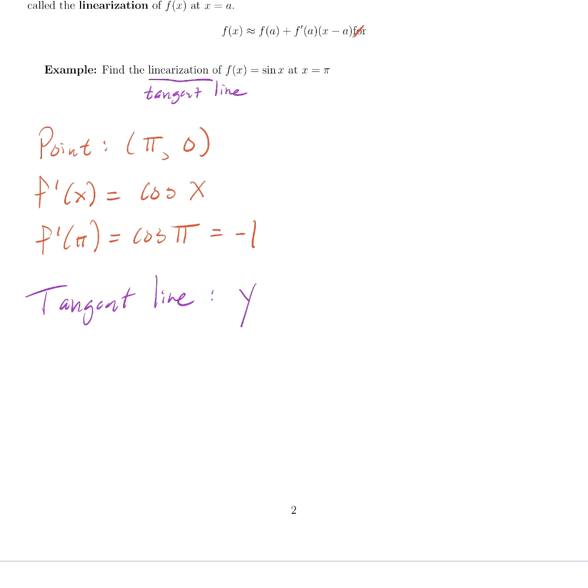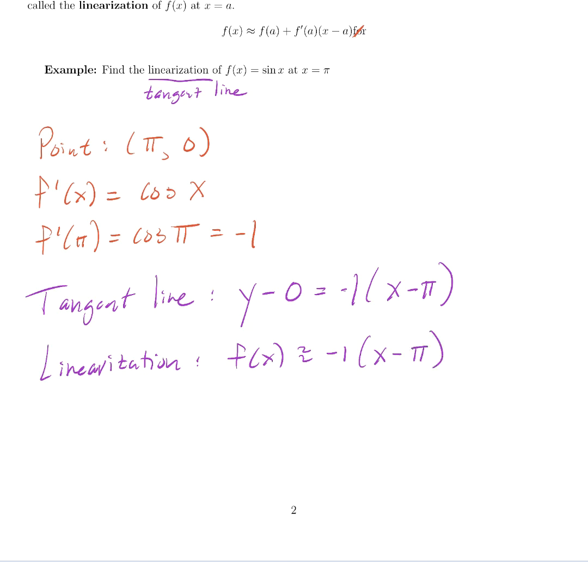is given by y minus 0 is equal to the slope, which is -1, times x minus pi. So we would bring the 0 over to the other side, and we would say the linearization would be that f of x is approximated by -1 times x minus pi plus 0 for x near pi.